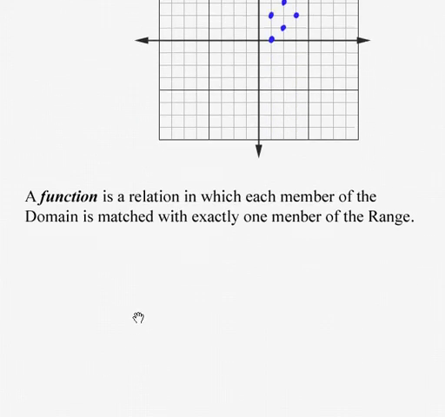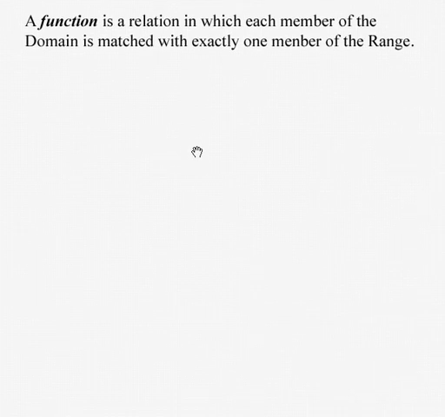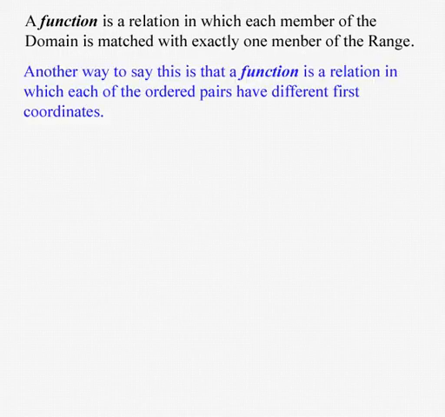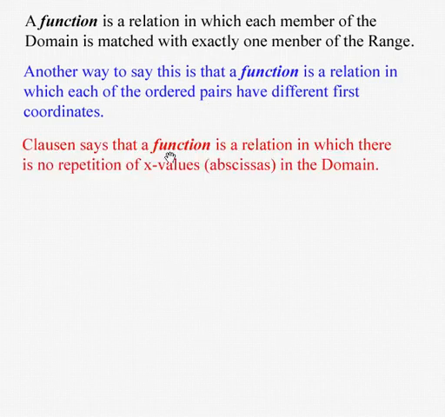We have a stronger term than relation. A relation is just a set of any ordered pairs, but now we take a function, which is a relation. So a function is a set of ordered pairs, but there's an extra condition we have to meet. Every member of the domain is matched with only one and uniquely one member of the range. Another way to say that is the function is a relation in which the ordered pairs have different first coordinates, or different x values. So a function is a relation where there is no repetition of x values, and the official name for that is the abscissas.